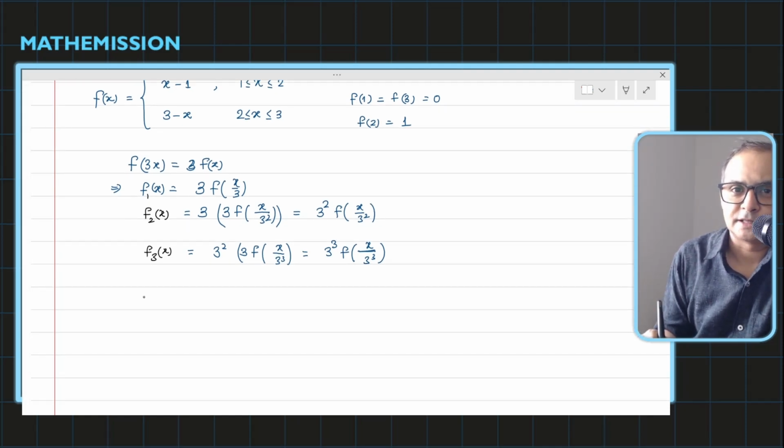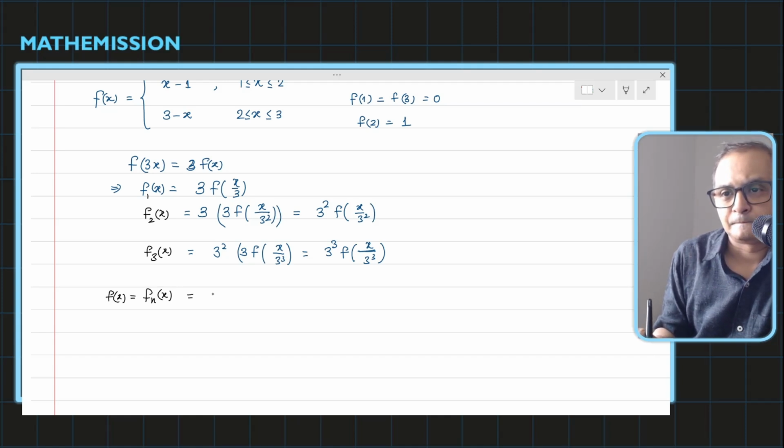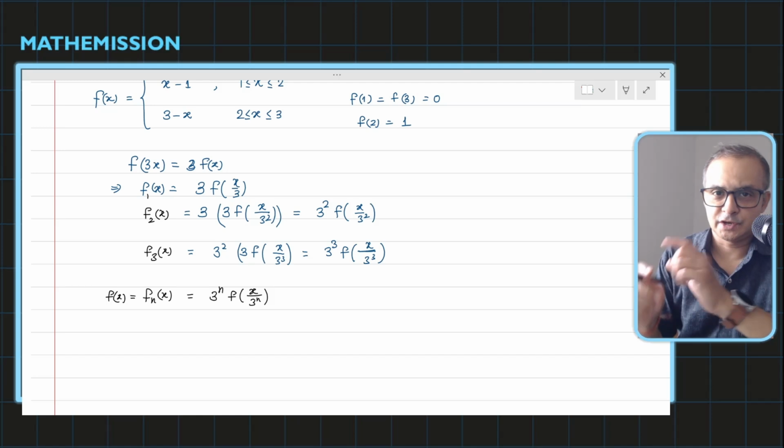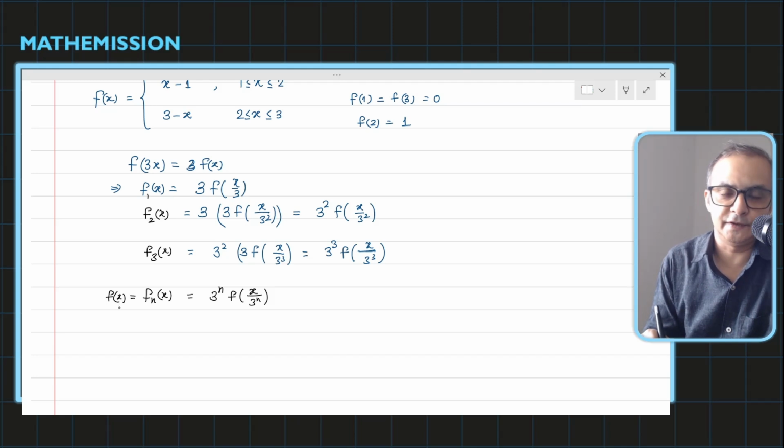It means the function itself, f(x), can be written as 3 to the power n f of x by 3 to the power n. This means in each iteration I have a different definition of the function. We combine them all to write this f(x), where n starts from 1 and goes up to n or whatever you want.